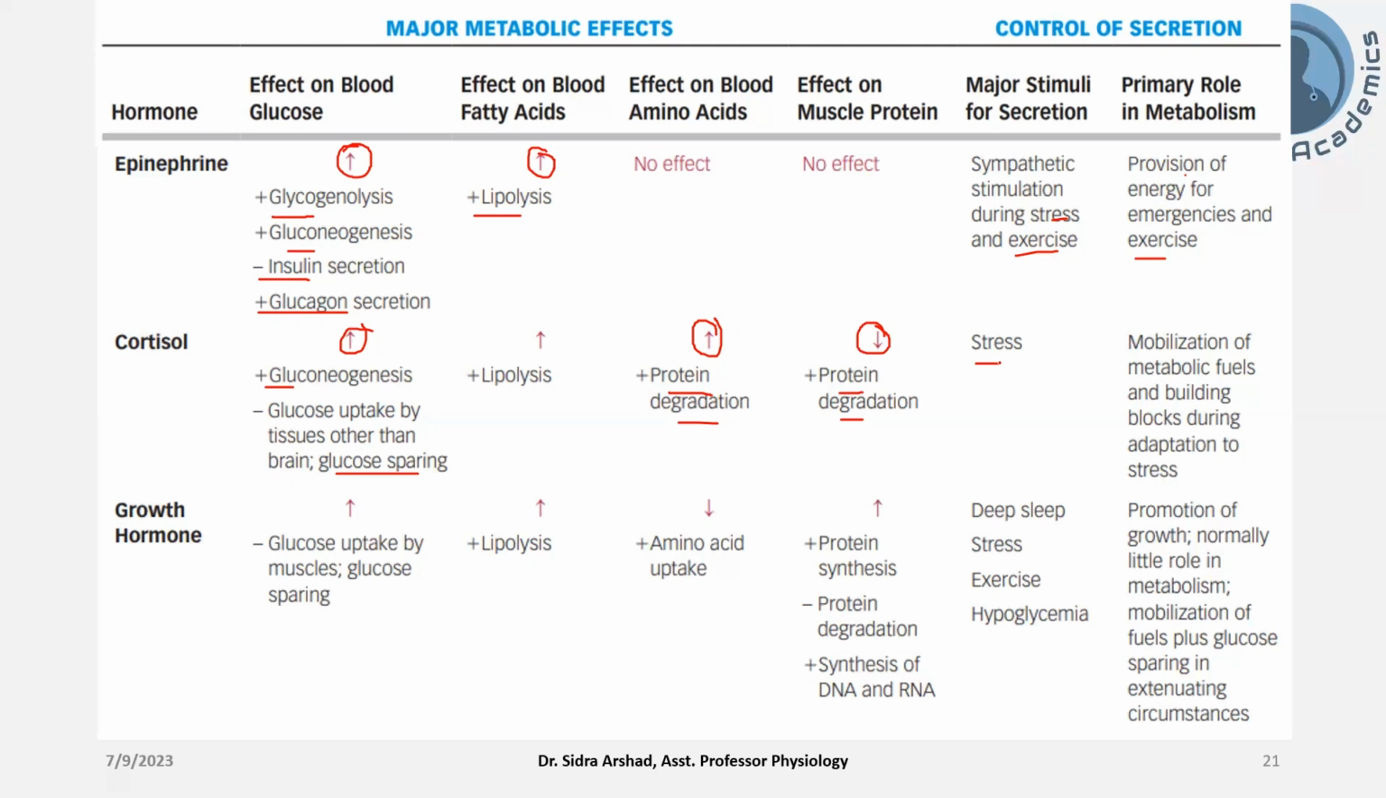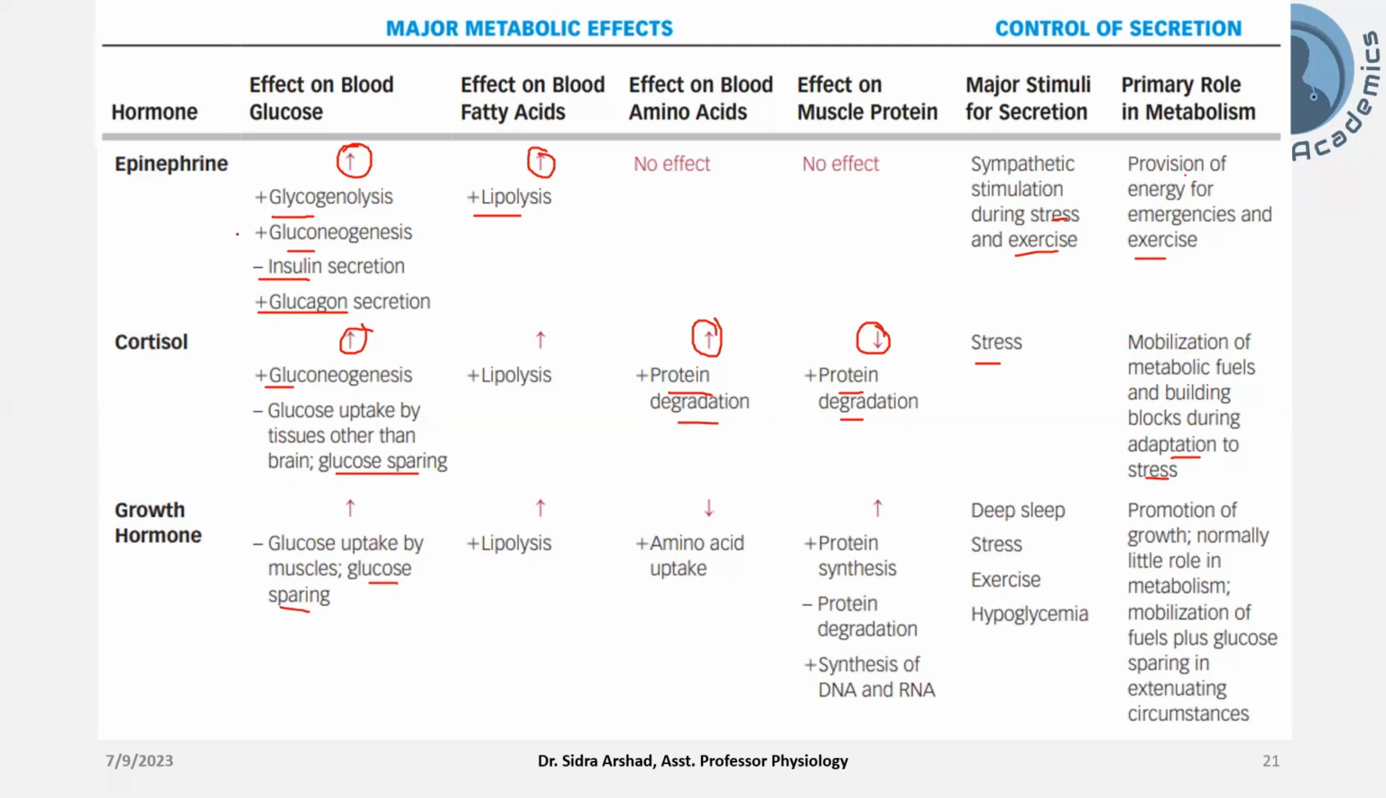The major stimulus for its secretion is stress. Cortisol, along with epinephrine, growth hormone, and glucagon, is a stress hormone. Its primary role in metabolism involves the mobilization of metabolic fuels and building blocks during adaptation to stress. So it is making available these metabolic fuels. Growth hormone increases the blood glucose level by inhibiting glucose uptake by muscles.